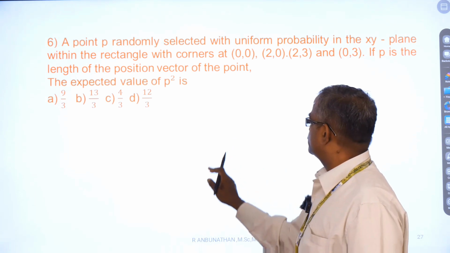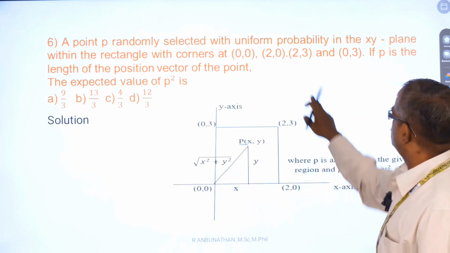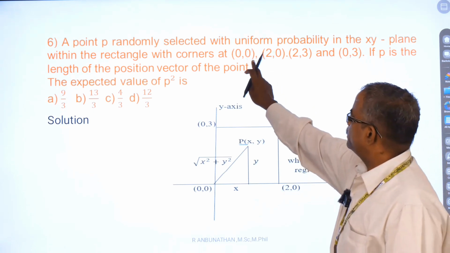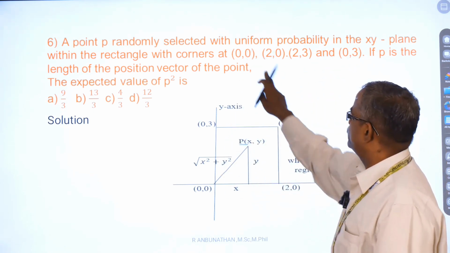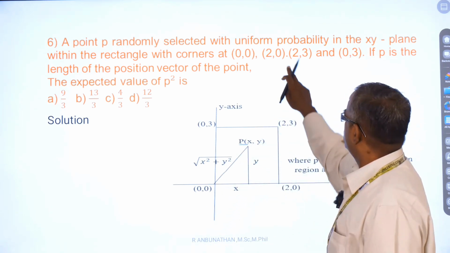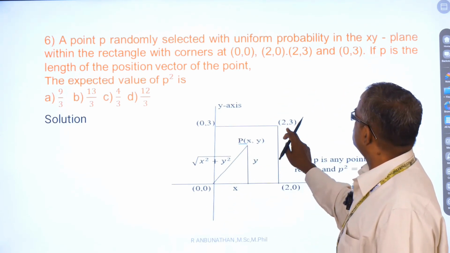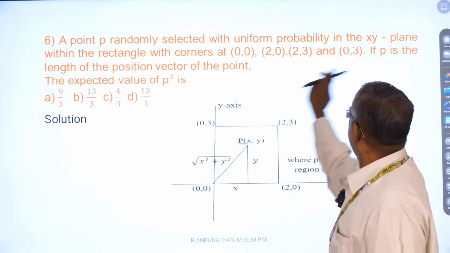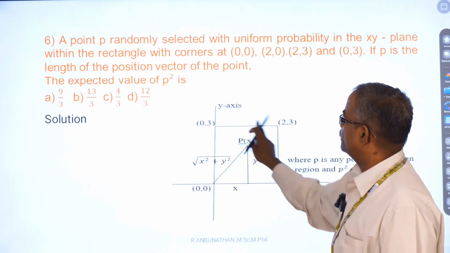First I will explain the problem using a figure. The 4 corners of the rectangle are given. The first point is (0, 0), the next point is (2, 0), the next point is (2, 3), and the last point is (0, 3). This is the rectangle figure.